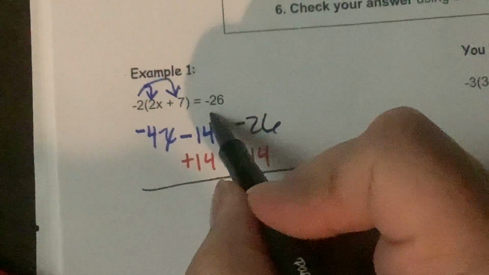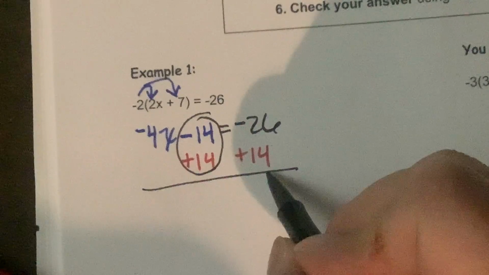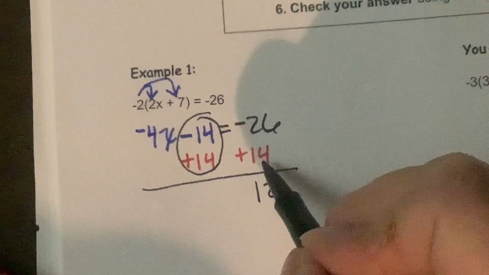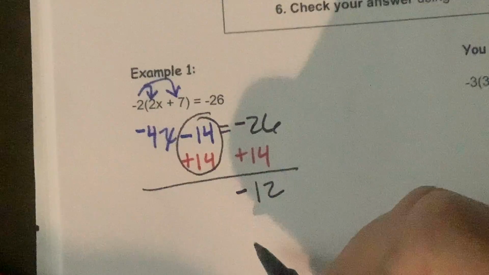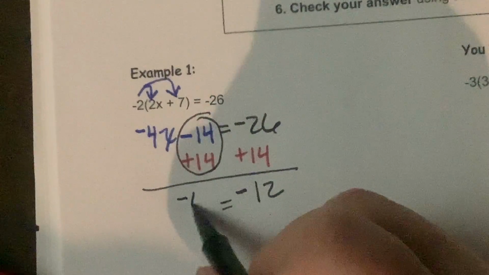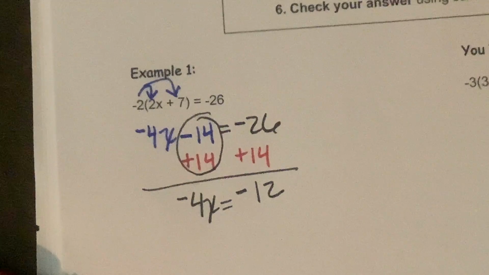-14 plus 14 is 0. And -26 plus 14. The signs are different, so you subtract. 26 is larger than 14, so it's -12. Oh, look what I forgot. -4x on the other side. There we go. -4x equals -12.